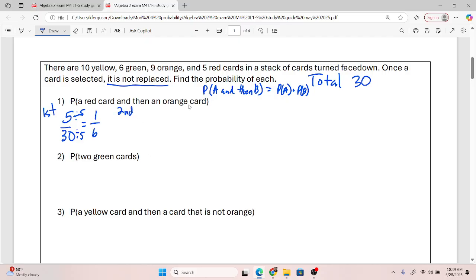And then I got my second event. My second event is choosing an orange card. Well, there's 9 orange cards in there. So it's going to be 9. But the thing is, there isn't 30 cards anymore because I took one out and it hasn't been replaced. So that's 29 cards. So I've got 1 over 6 times 9 over 29.